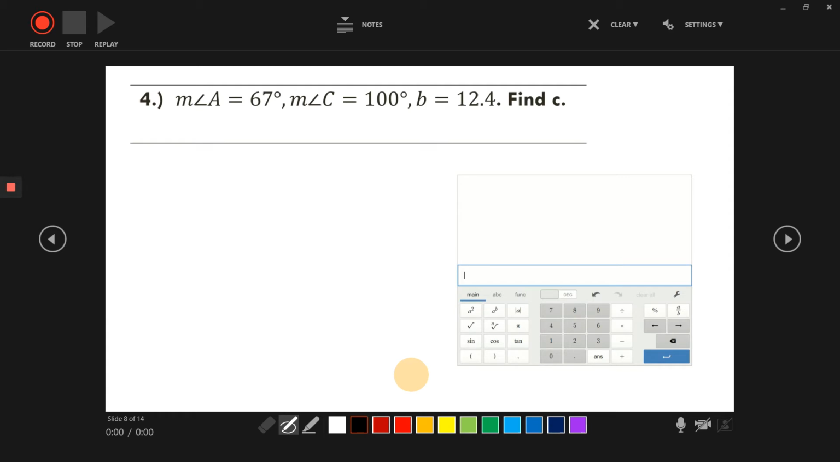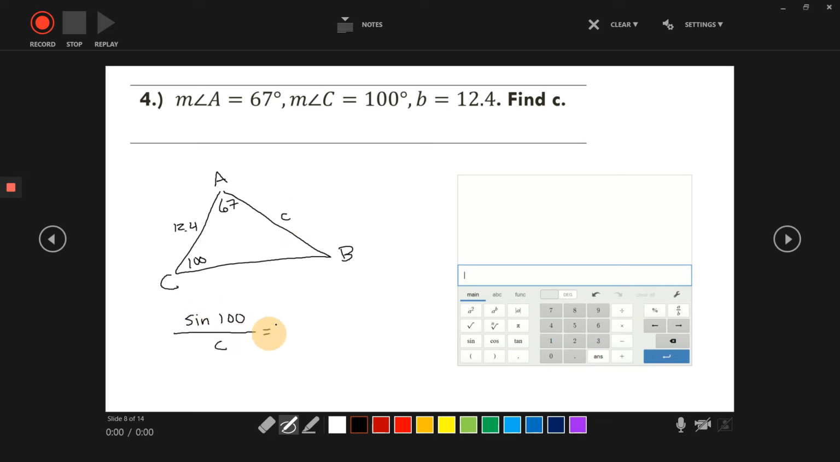All right, next one. The measure of angle A is 67, angle C is 100, little b is 12.4, find C. So draw your triangle, label A, B, C. So A is 67, C is 100, little b, that'll be across from big B, is 12.4. Find little c, that's across from big C. All right, so look for things across from each other. I have angle 100 across from C that I'm looking for.